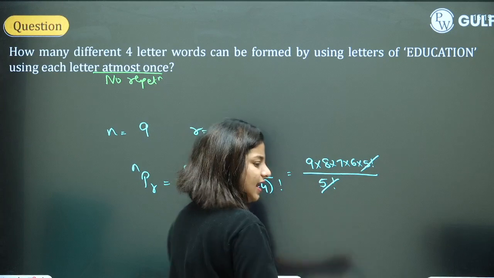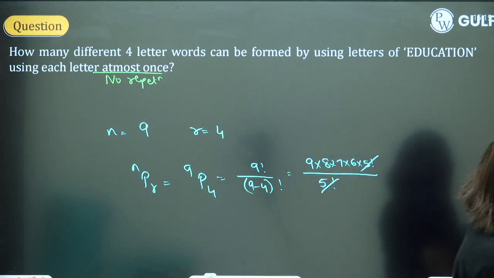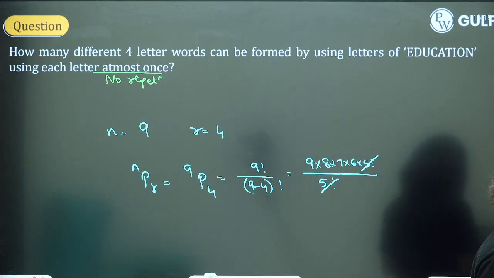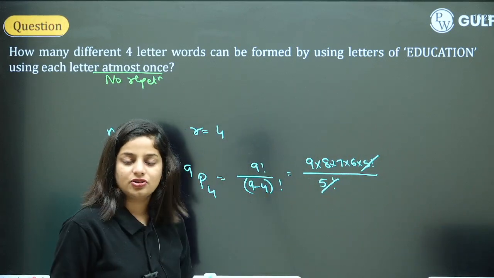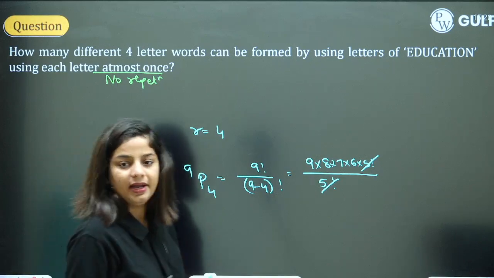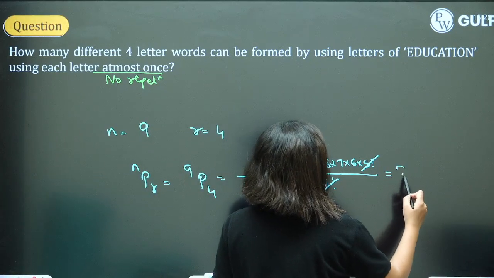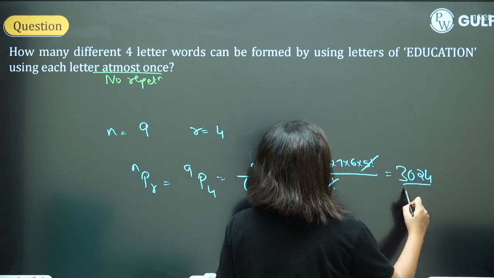And how much is 9 into 8 into 7 into 6? I think you will do it. You have to do this much calculation. Or if you want, you can directly substitute the value of 9 factorial as 3,62,880 divided by 120. Whatever, the answer should be 3024.